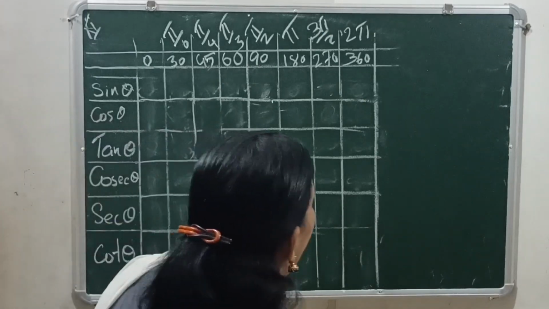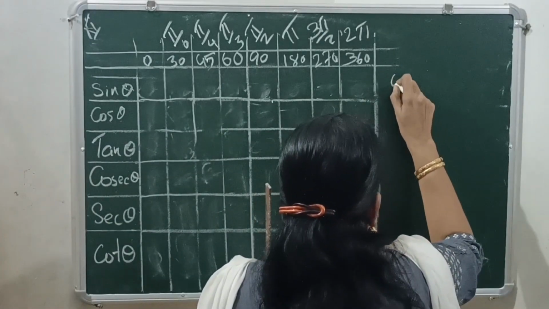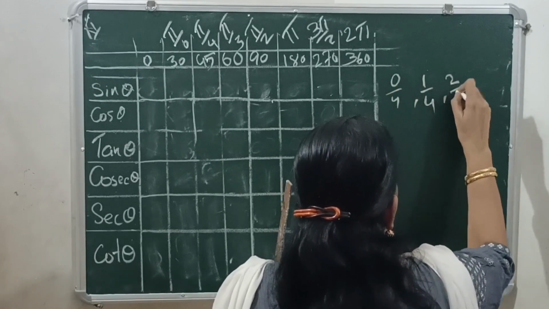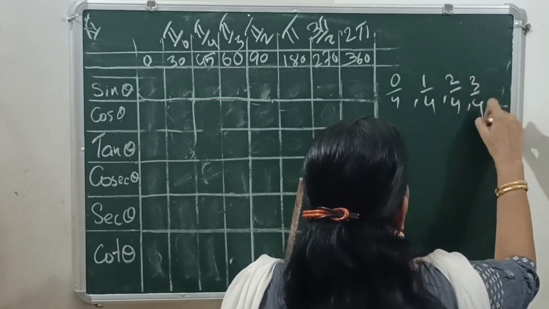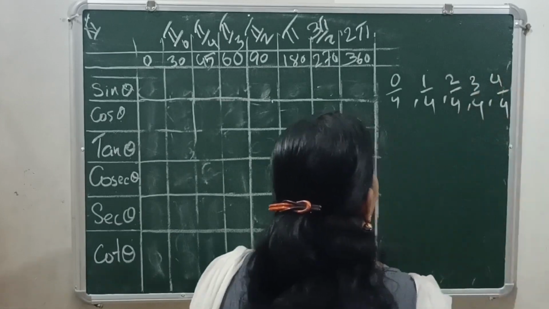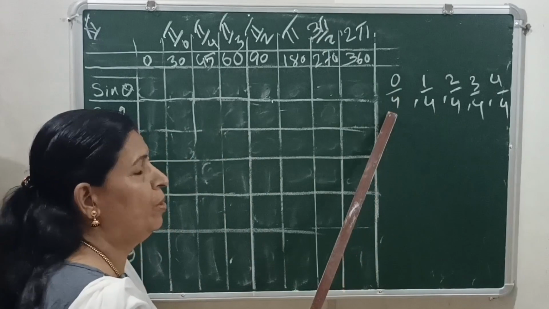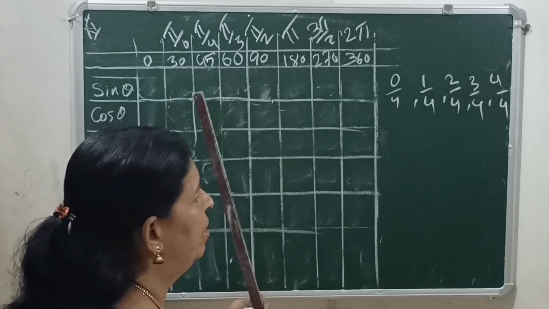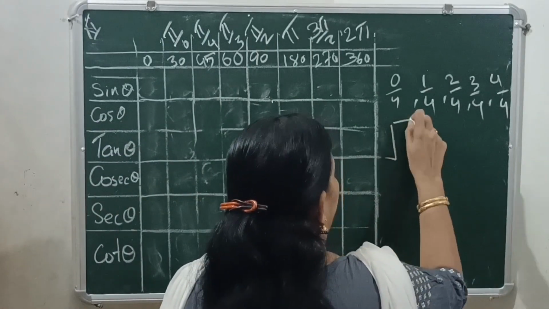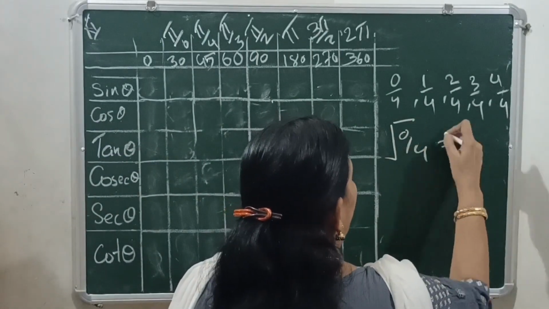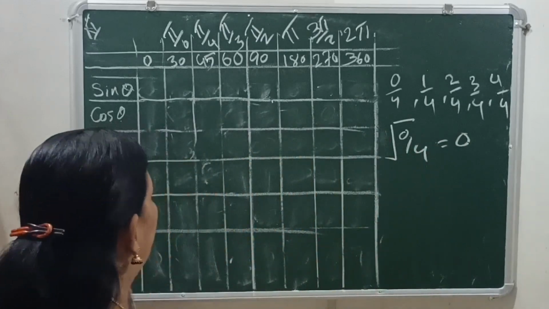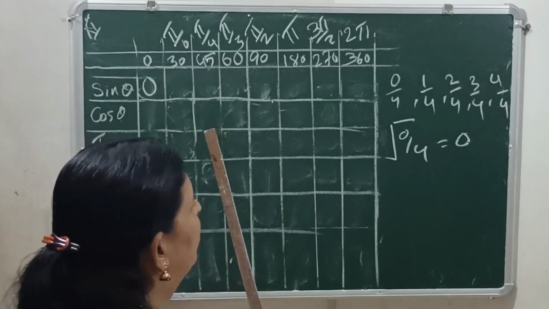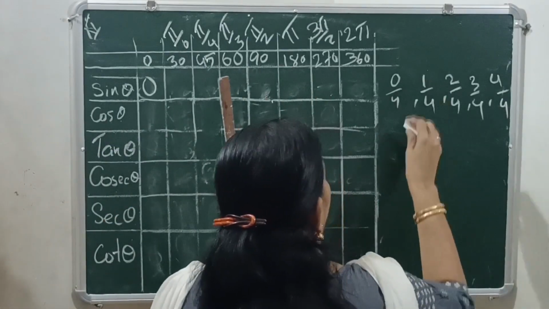Then first we remember 0 by 4, 1 by 4, 2 by 4, 3 by 4 and 4 by 4. Then taking the square root of each: 0 by 4 is equal to 0, so the square root of 0 is 0. Sin 0 is 0.